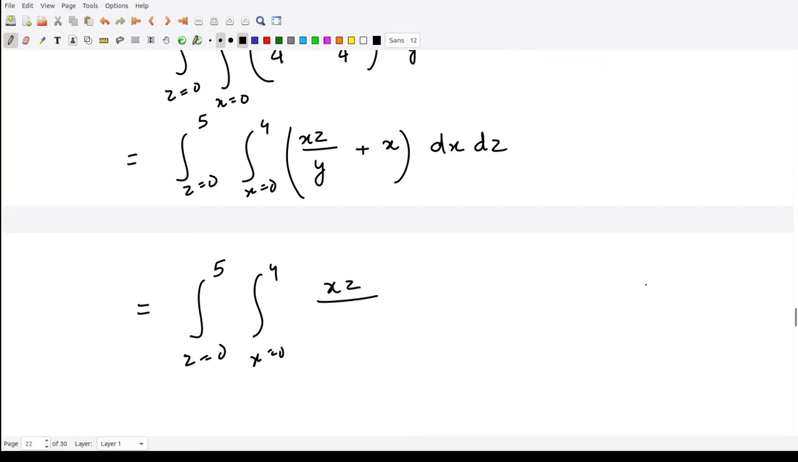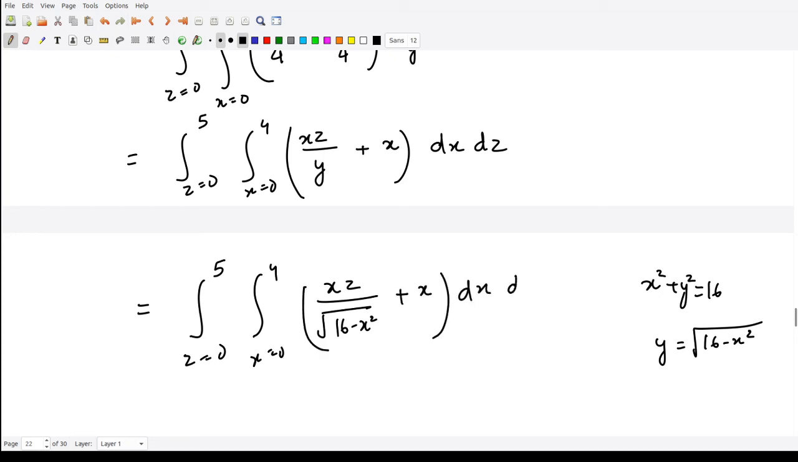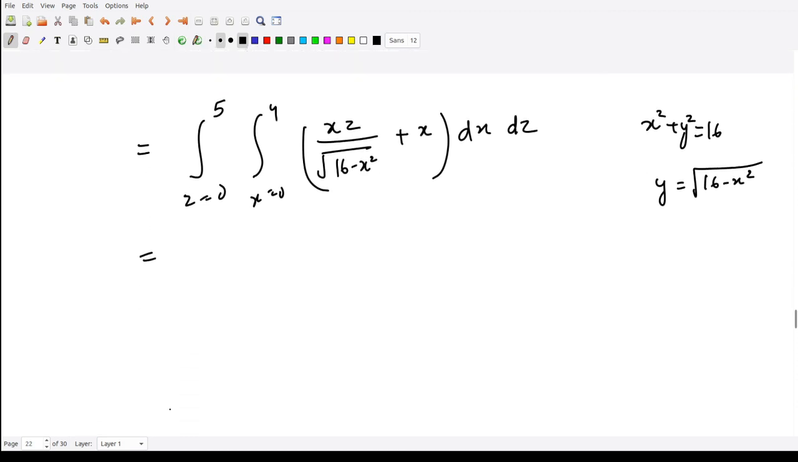Now what is y? So we can calculate the value of y from this equation. X square plus y square is equal to 16. That means y is equal to square root of 16 minus x square. So we have to substitute this value over here. So this would become xz divided by square root 16 minus x square plus x, right? dx and dz. So now we have to perform the integration with respect to x.